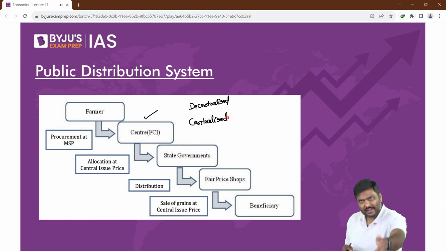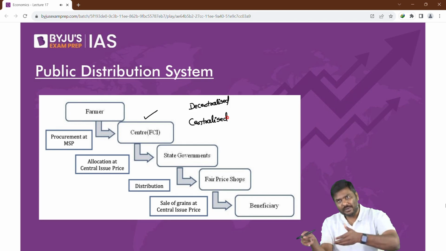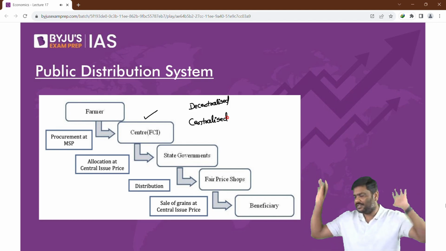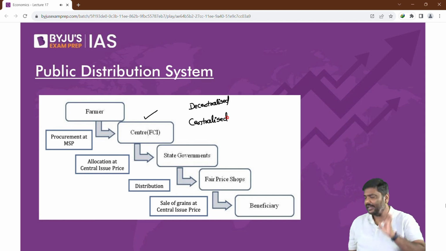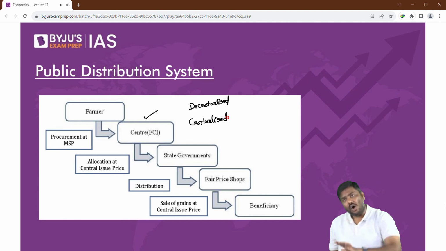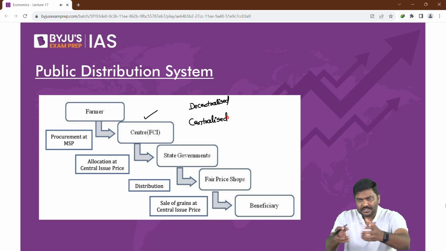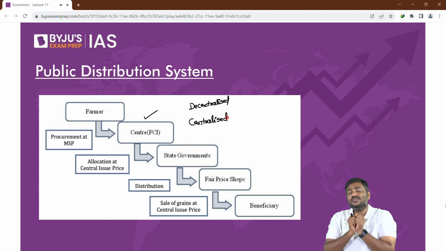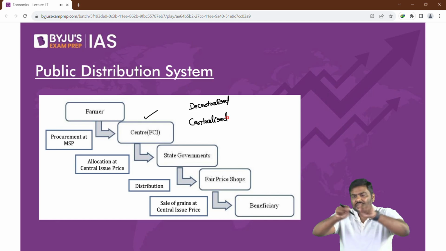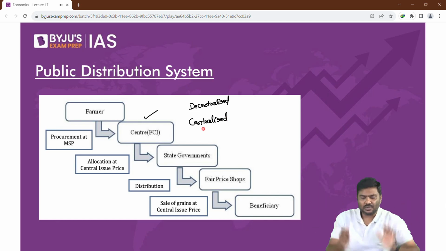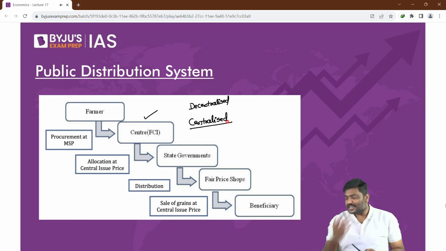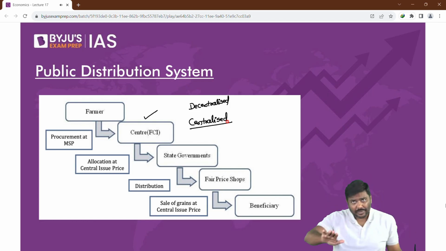Second, centralized. What do you mean by centralized? Food Corporation of India, either directly or through the state government, will procure food grains and then distribute it to different states. I'll repeat it again. Food Corporation of India, either directly or through state government agencies, will procure food grains. This is called a centralized pool. They will purchase the food grain and then distribute it to different states. This is called centralized procurement.